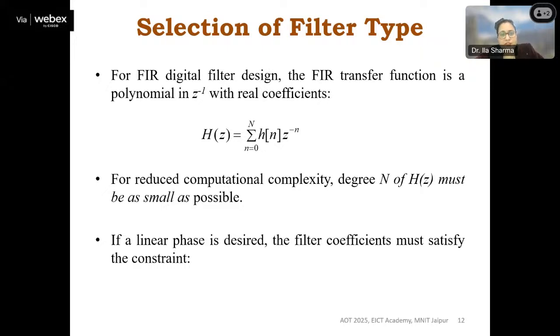The transfer function of this FIR digital filter can be given by this function H(z), where small h(n), you can see my cursor, small h(n), is representing our filter coefficients. This capital N is the order of the filter. You can observe it has started from 0, so the length will be N plus 1.